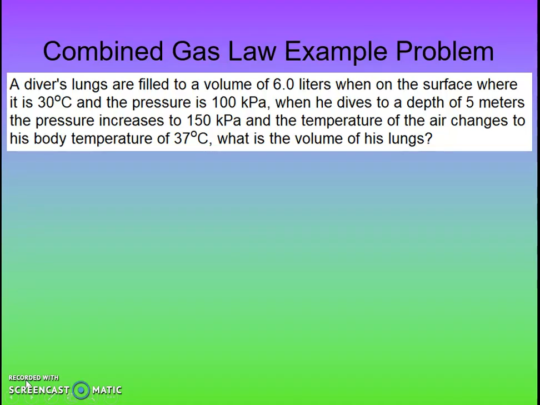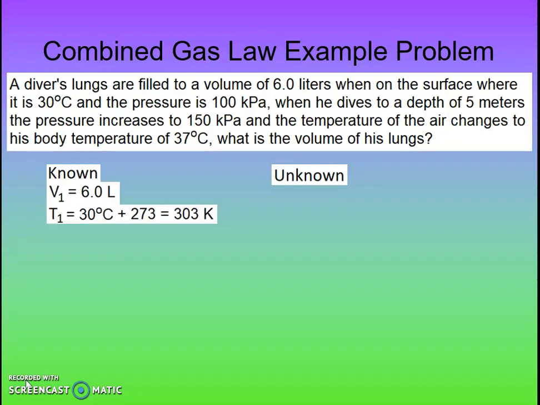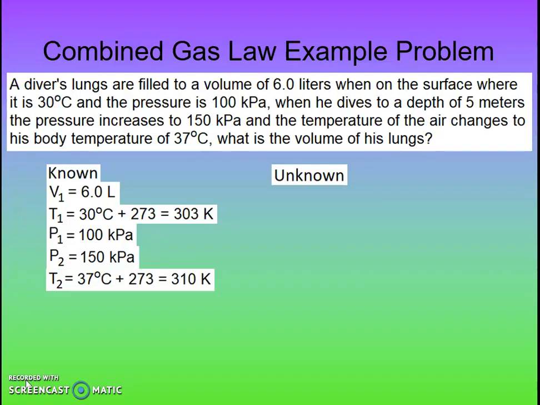So let's go ahead and analyze and list out what we know and what we don't know. Let's read through the problem. I know that the initial volume is 6 liters when he's up at the surface, and the temperature is 30 degrees Celsius. We'll convert that right into Kelvin, so 303 Kelvin, and that initial pressure is 100 kPa. Then when he dives down, the pressure increases to 150 kPa, and the temperature increases to 37 degrees Celsius. What is that new volume going to be?